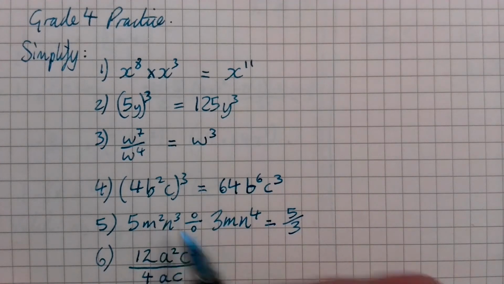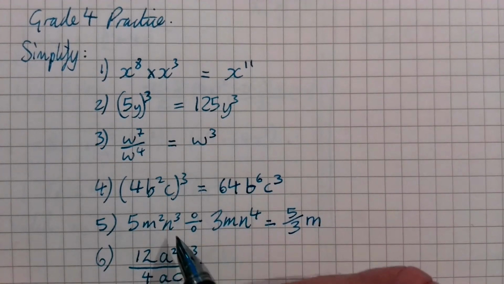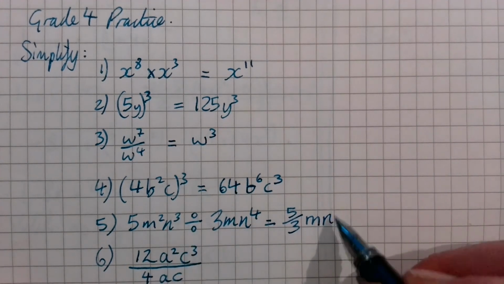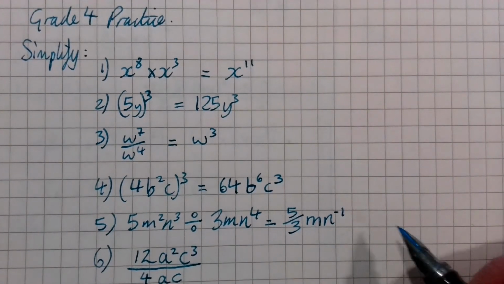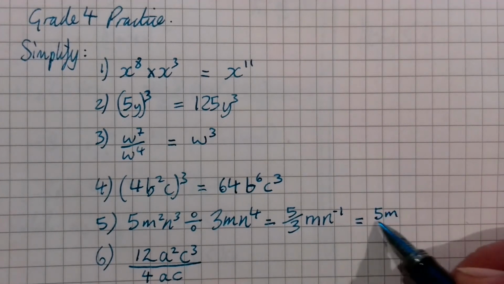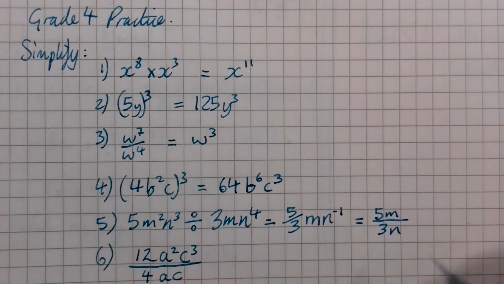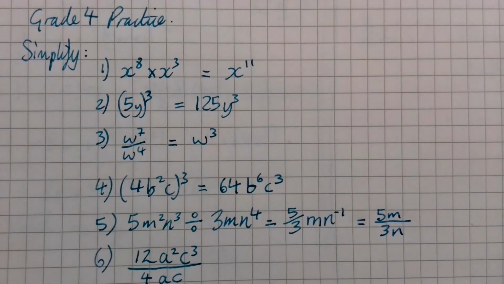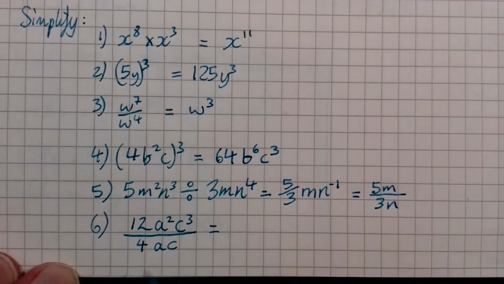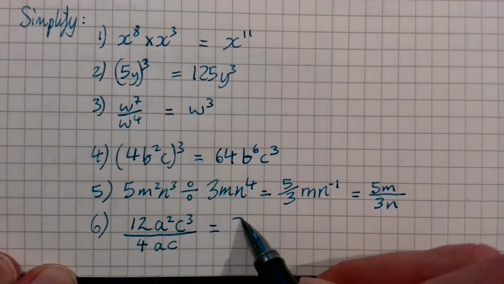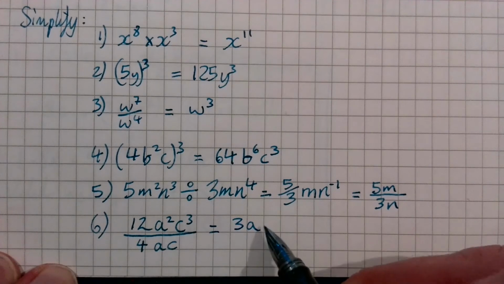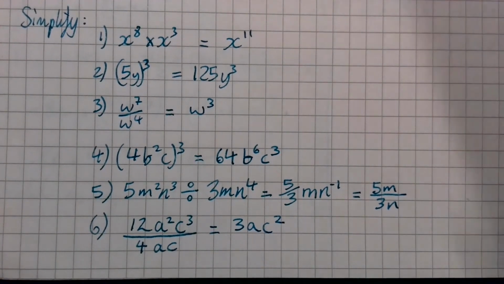And then m squared divided by m is m, and n to the power 3 divided by n to the power 4 is n to the minus 1. There is an alternative way of writing this. You could say that it is 5m over 3n. So if you did that, that would be okay as well. And the last one here, 12 divided by 4 is 3, a squared divided by a is a, and c to the power 3 divided by c is c squared.